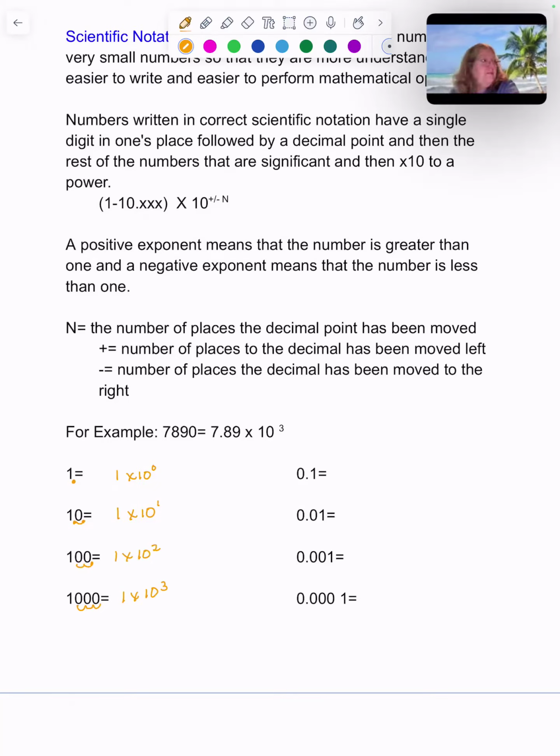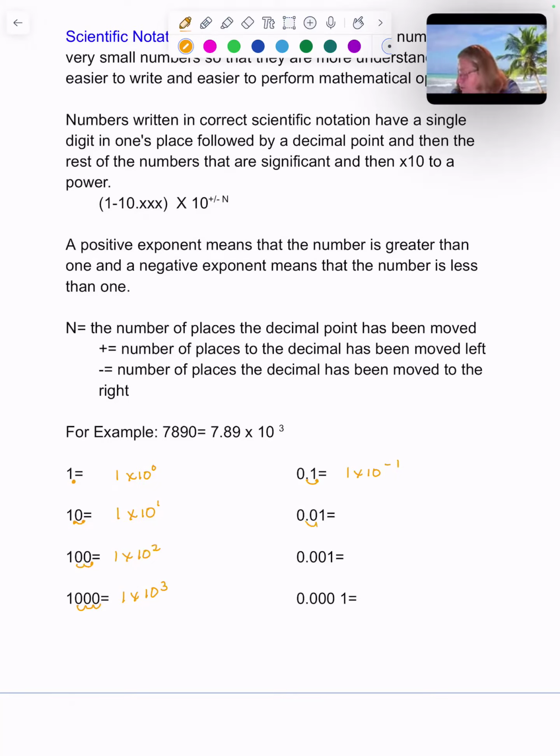So now let's look at some of these that are less than 1. Now we're going to move the decimal to the right one place. So it'd be 1 times 10 to the negative 1. The negative indicating that the number is smaller than 1, not a negative number. Remember, if we were going to make it a negative number, we would have to put the negative sign out in front of the entire digit.